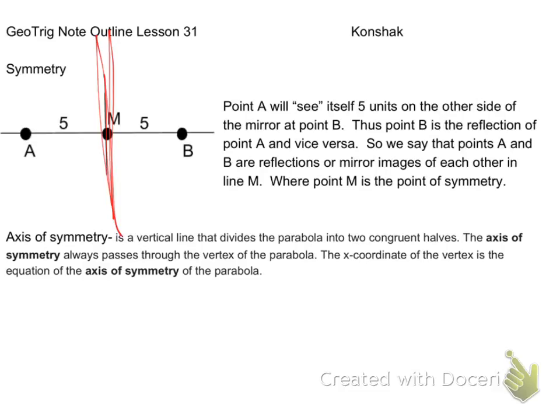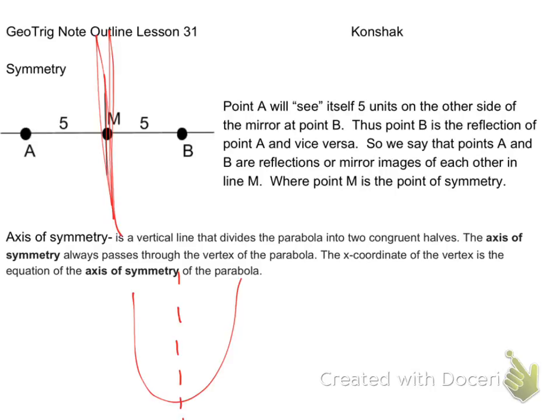So the axis of symmetry is basically the line of symmetry on the bottom that divides a parabola into two congruent halves. So if I even go to graphs now, if I have a parabola, the dotted line there is a line of symmetry. It's symmetric or the same on both sides, yes? And so the axis of symmetry always passes through the vertex. So boom, there's the vertex way down here.